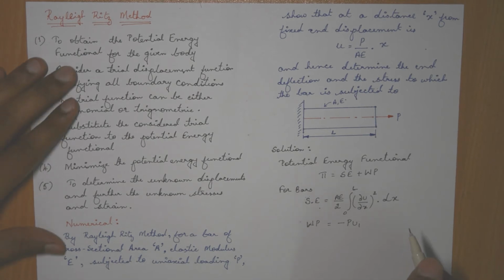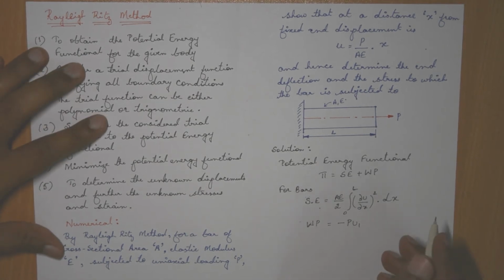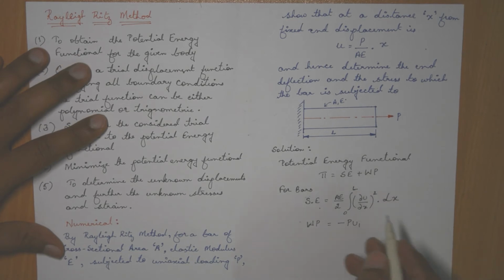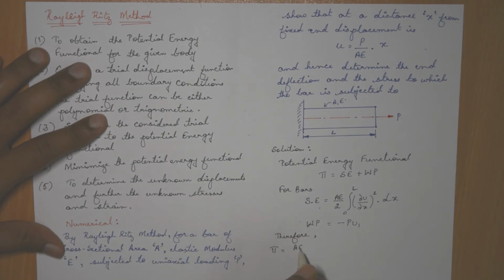Now, substituting these into the potential energy functional, therefore pi will be equal to the strain energy, AE by 2, integral from 0 to L of (dou U by dou X) whole square dx, minus P into U1. Let's say this is equation 1.